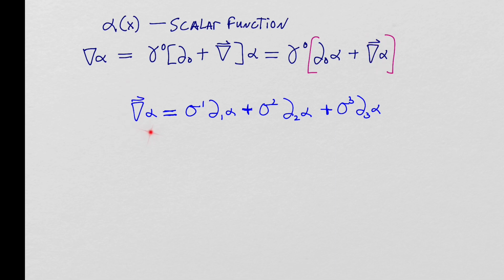But if we look at it in terms of the geometric algebra, this becomes sigma 1 partial 1, sigma 2 partial 2, sigma 3 partial 3, and alpha. And we know each of these is just a function of a real variable, and it's the partial derivative of a function of a real variable.